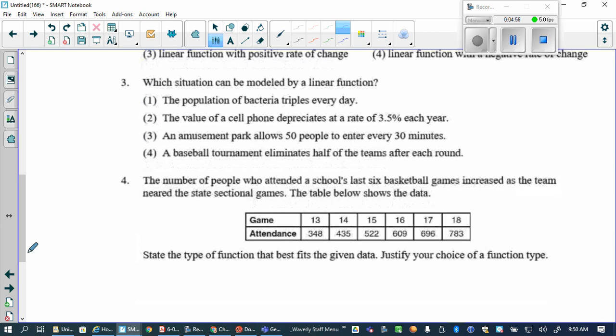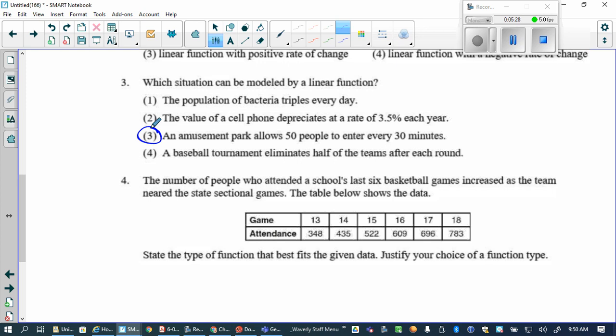All right, 3. These are starting to look about the same, aren't they? Which one of these would be linear? Number 3. You add 50 people, the same amount, 50, every 30 minutes. Everything else is a multiple.